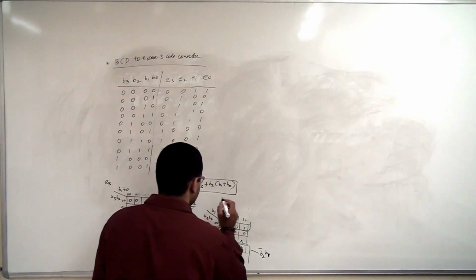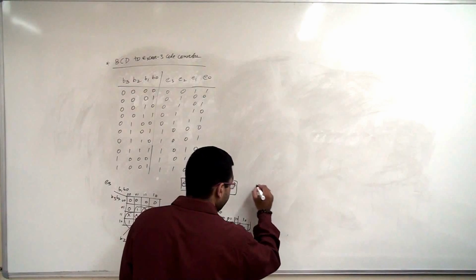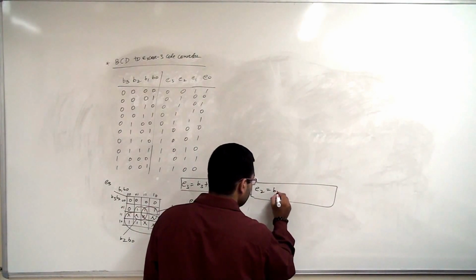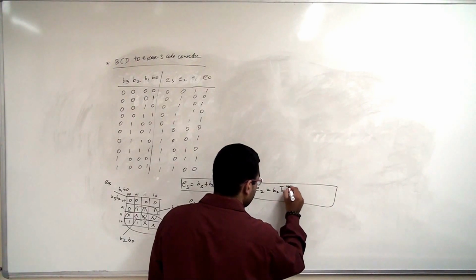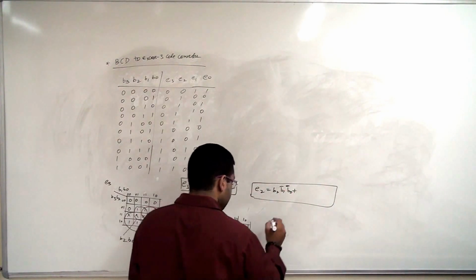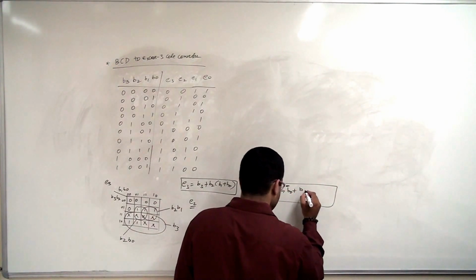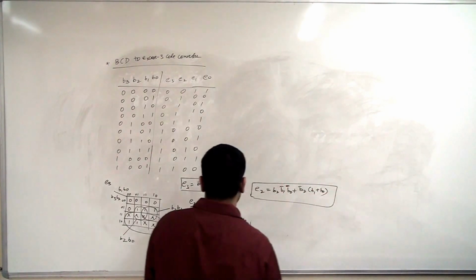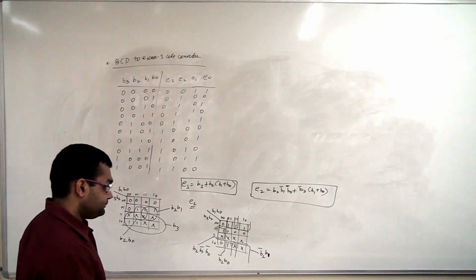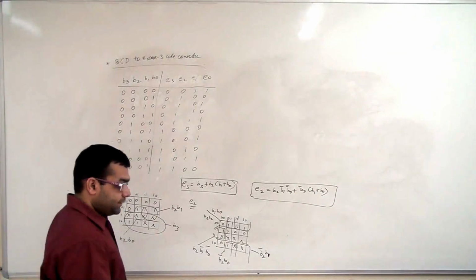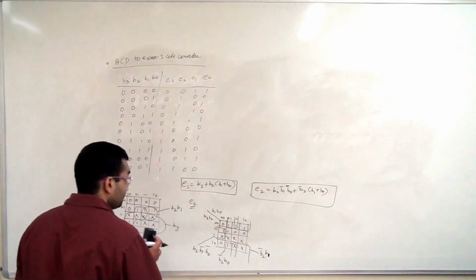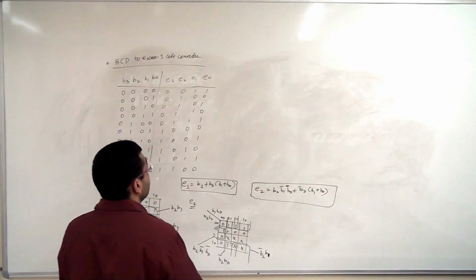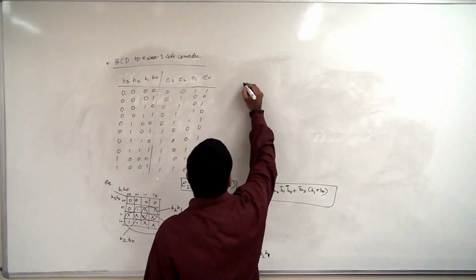So what is my expression for E2? This will be B2, B1 bar, B0 bar plus B2 bar comes out to be common, B1 plus B0. Alright. Now, similarly I write the equation, draw the K-map for E1.